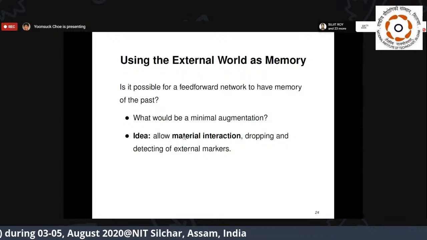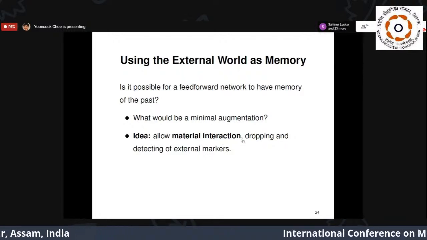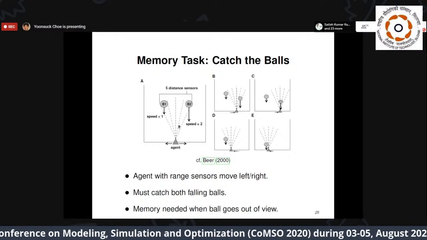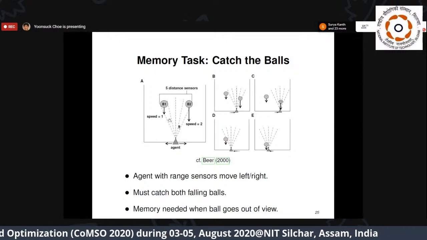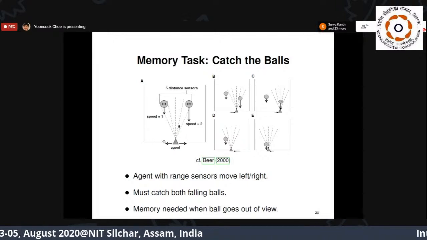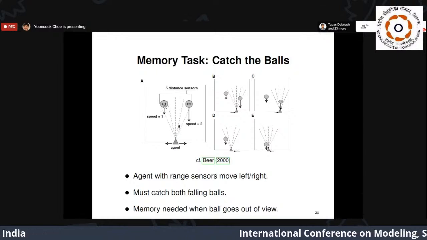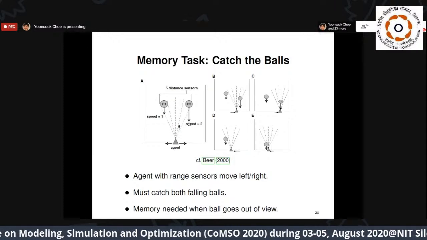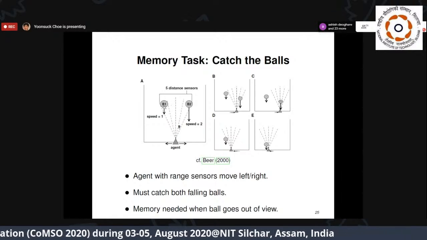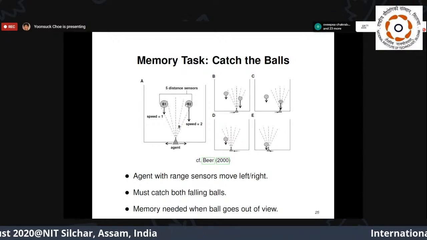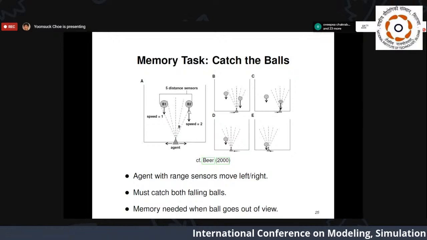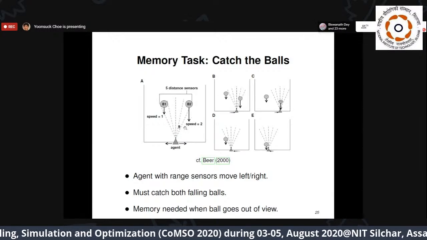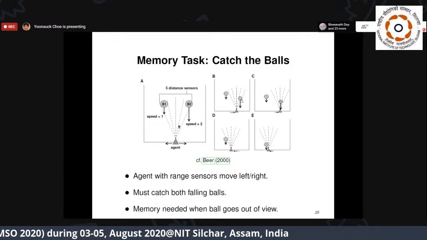So the idea was to allow material interaction by allowing it to drop and detect external markers. So here's a typical task, a very simple task, a simulation of an agent with some range sensors moving at the bottom of the screen, left and right. And let's say there are two balls falling from the top of the screen. One ball falls fast, one ball falls slow. With the range detectors, you can know where these balls are. Then by looking at the change in velocity, you can figure out which one is falling faster. And based on that, you can move toward the fast falling ball to catch it.